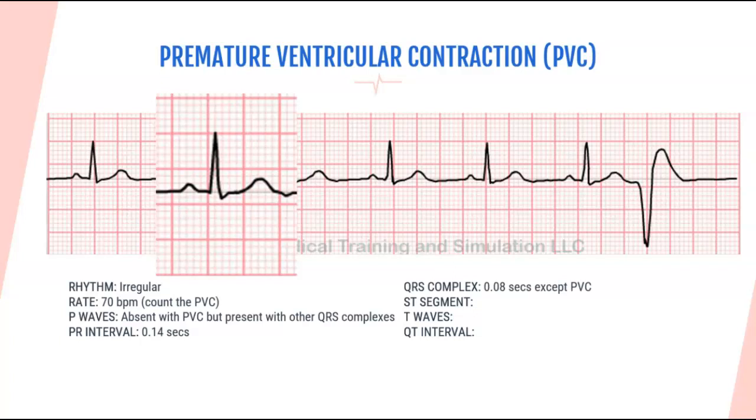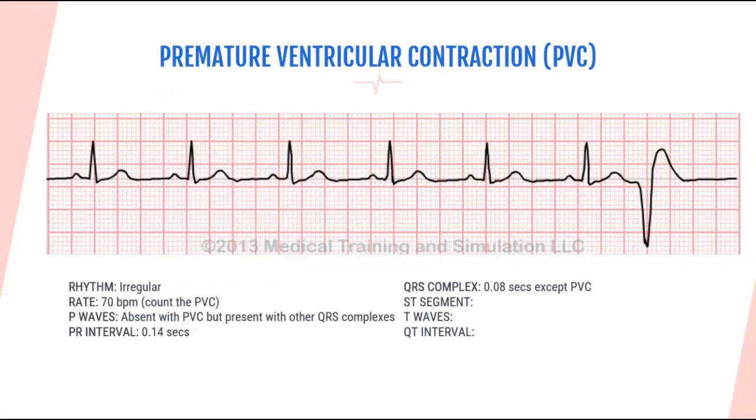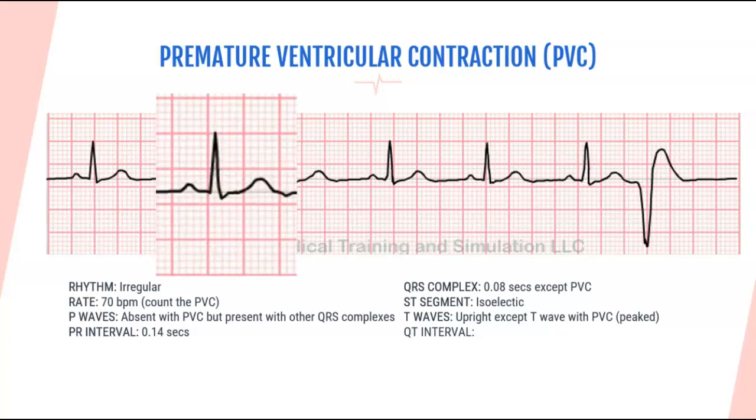Our QRS complex is around 0.08 seconds, except for that PVC. Our ST segment is on the isoelectric line. Our T waves are upright, except the T wave that is with the PVC, and we can consider that T wave peaked. And our QT interval is around 0.36 seconds. So our interpretation of this strip is going to be normal sinus rhythm with PVC.